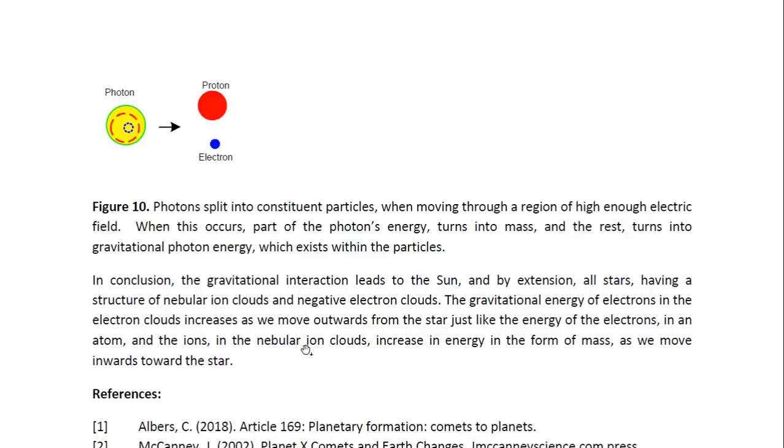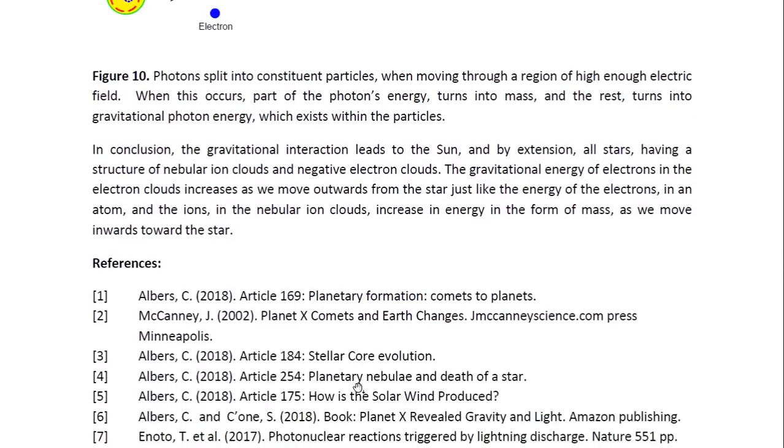So in conclusion, the gravitational interaction leads to the sun, and by extension all stars, having a structure of nebula ion clouds and negative electron clouds. The gravitational energy of electrons in the electron clouds increases as we move outwards from the star, just like the energy of the electrons in an atom. And the ions in the nebula ion clouds increase in energy in the form of mass as we move inwards toward the star.